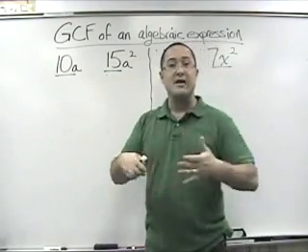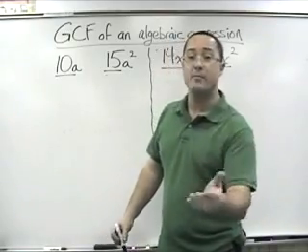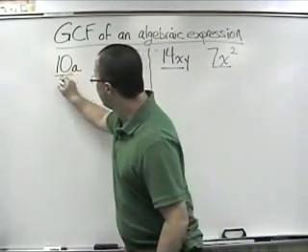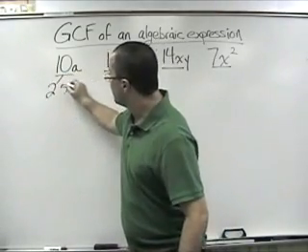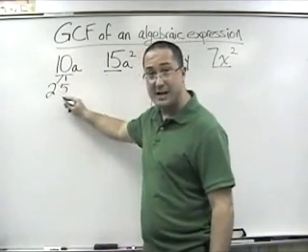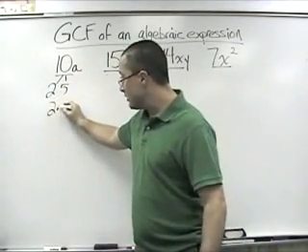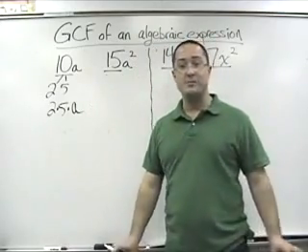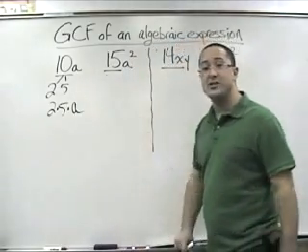First thing we're going to do is the prime factorization of the number part. So what's the prime factorization of 10? Well, 10 is easy. That's 2 times 5, right? And then we bring down the a. So the prime factorization of 10a is 2 times 5 times a. Good? Now let's do 15a squared.